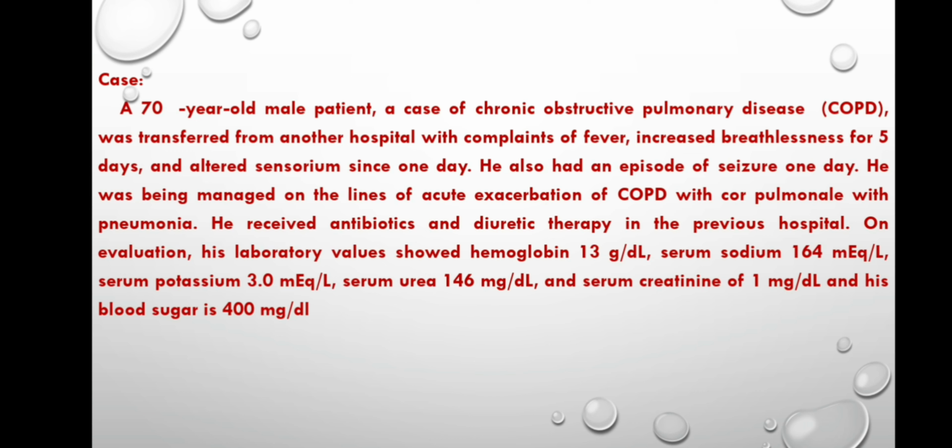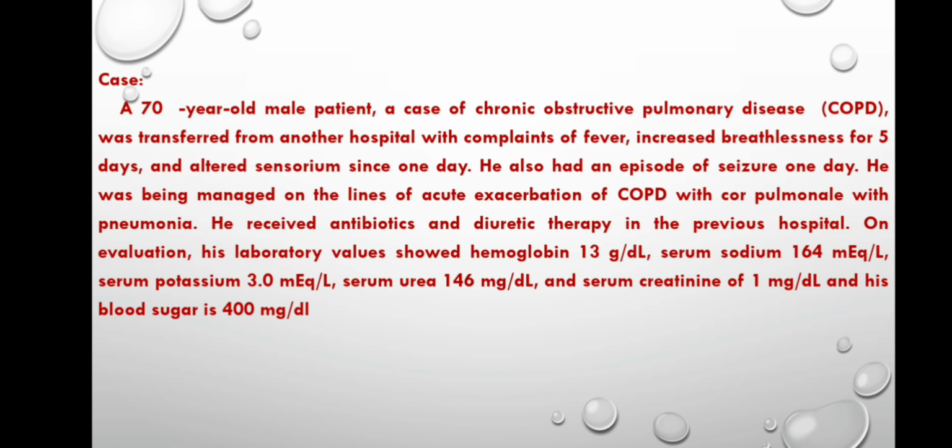We start today with a case. This case will be discussed at the end of the lecture. A 70-year-old male patient, a case of chronic obstructive pulmonary disease, was transferred from another hospital with fever and increased breathlessness for 5 days, and altered sensorium since 1 day. He also had an episode of seizure 1 day ago. He was being managed on lines of acute exacerbation of COPD with cor pulmonale with pneumonia. He received antibiotics and diuretic therapy in the previous hospital.